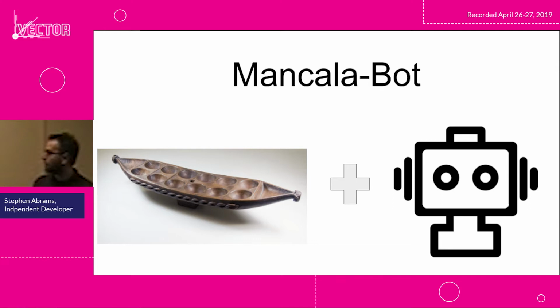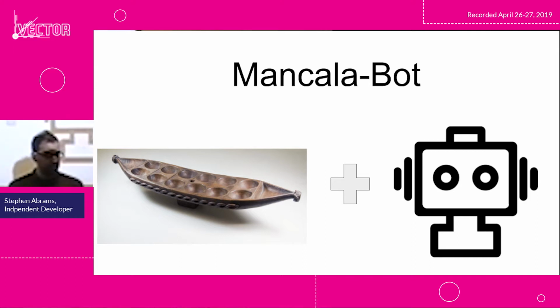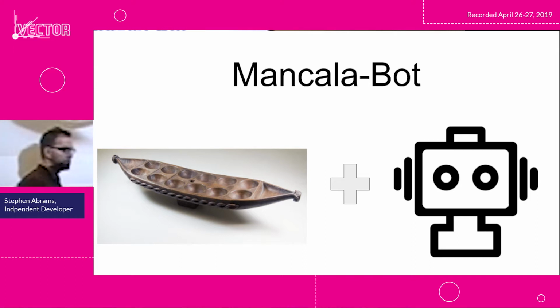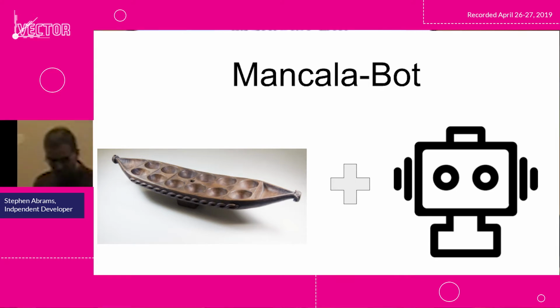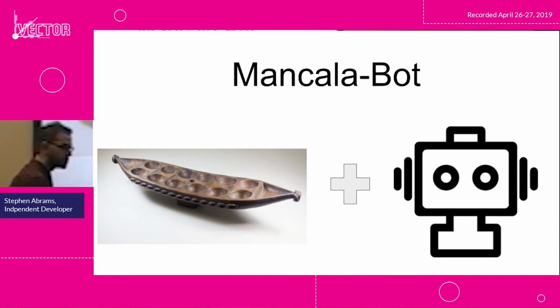So what is mancala-bot? Well, typically everyone knows what a bot is, so the real question is what's mancala? Have you guys played this before? Yep. Yeah? Seen it. Okay. So it's a two-player turn-based board game. You know, think something like checkers or chess.